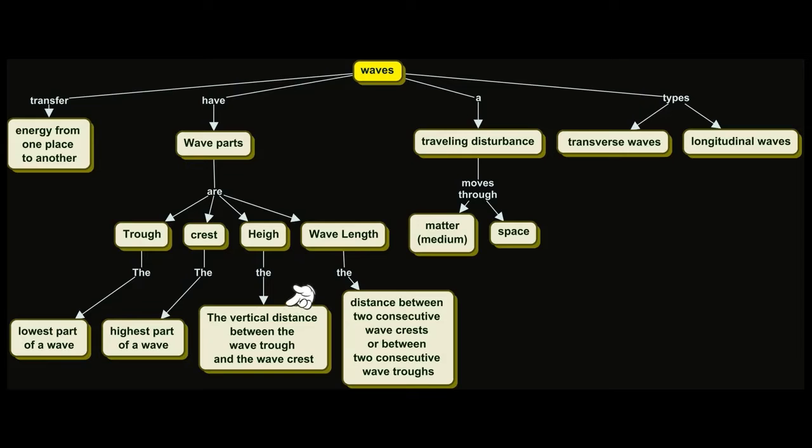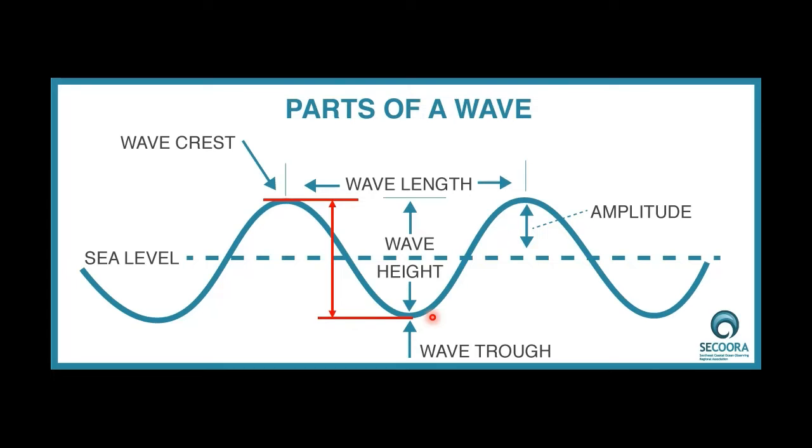The wave height is actually the vertical distance between the wave trough and the wave crest. So I am illustrating this again. This is the wave trough and this is the wave crest. The vertical line, that is the summation of the two amplitudes from the neutral line to the wave crest, and from the neutral line to the wave trough, is called the wave height.